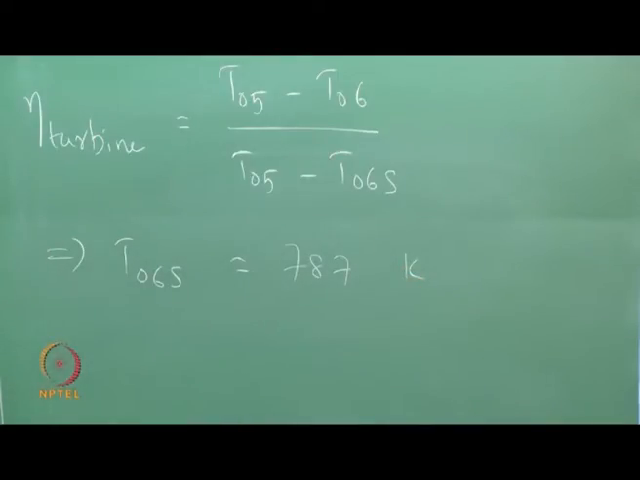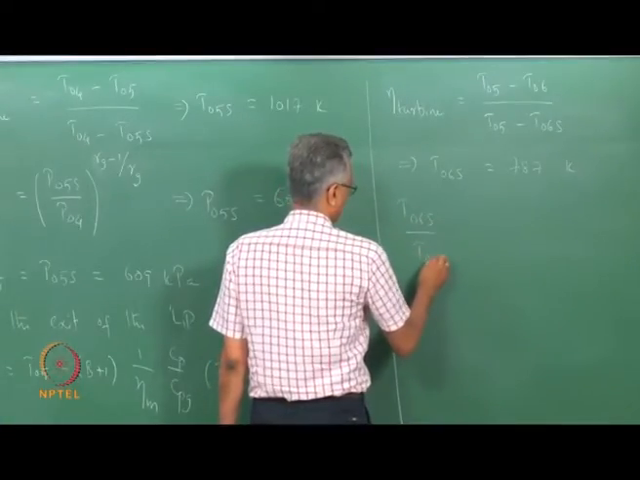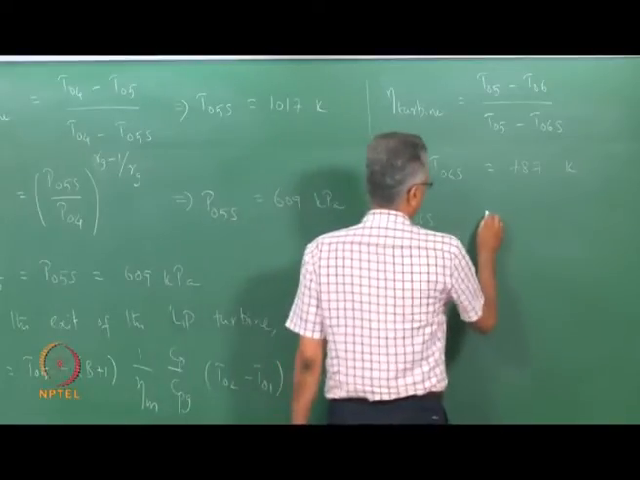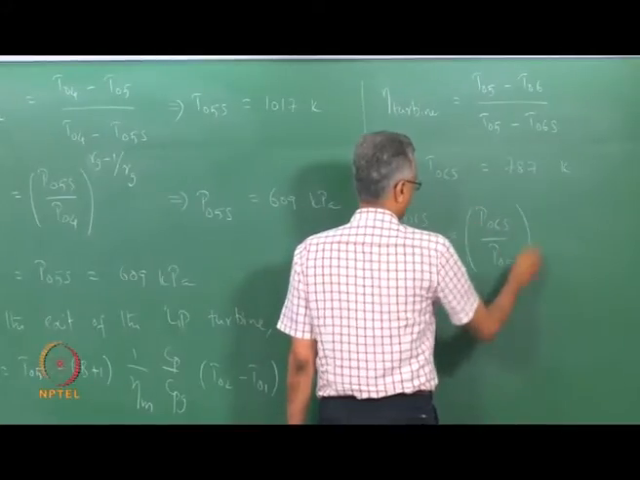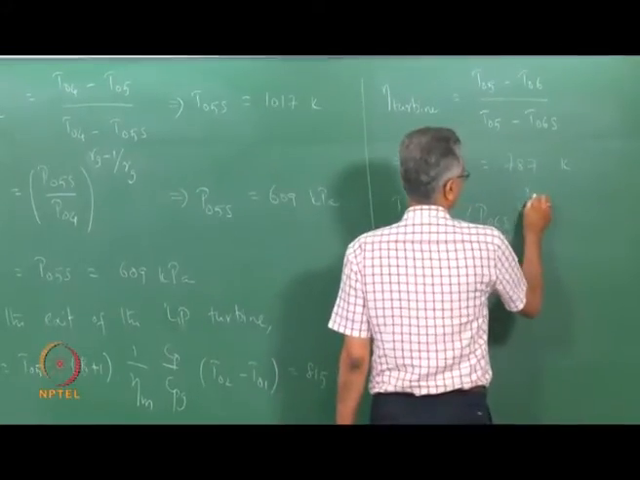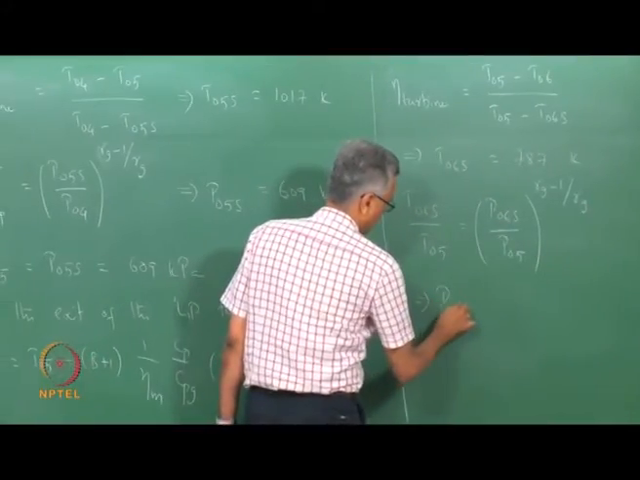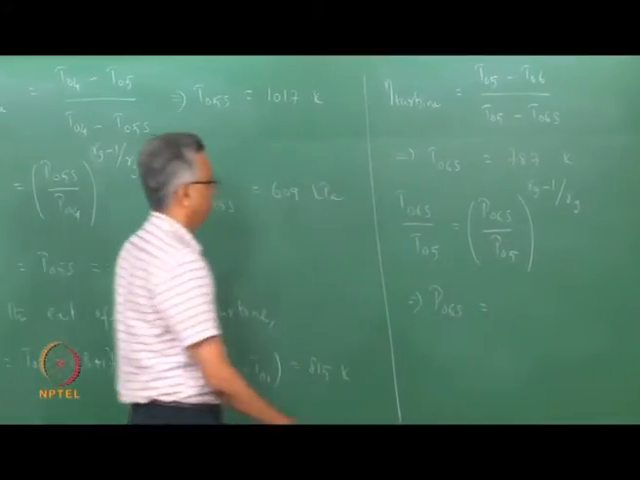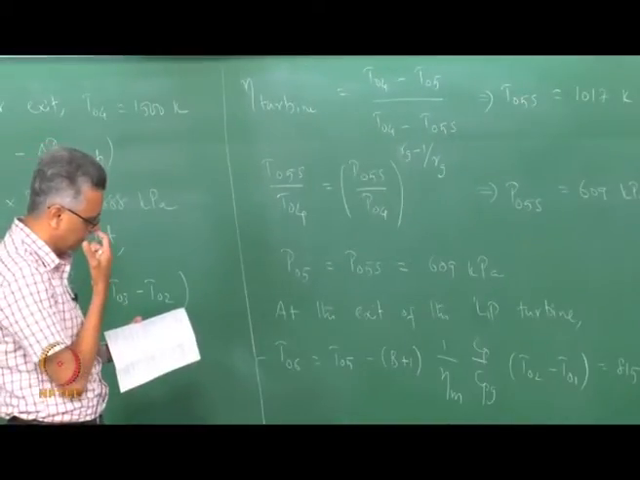So, once I know T06S, I can use the isentropic relationship between 06S and 05 and write the following: T06S divided by T05 is equal to P06S divided by P05 raised to the power gamma G minus 1 divided by gamma G. So, from this I can calculate my P06S. Everything is known in this. So, I can calculate P06S.